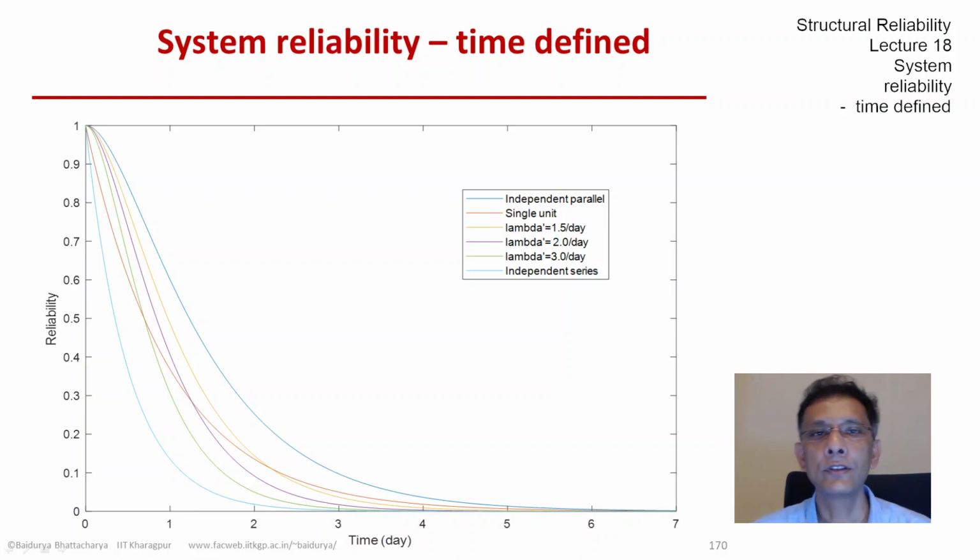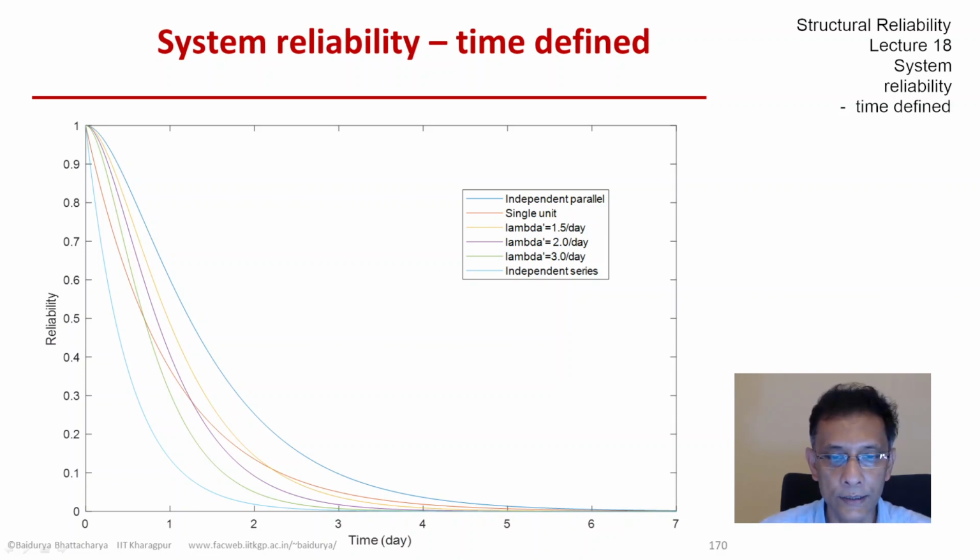Now let's go through an example where we could put all of these derivations together on the same platform. So we are going to look at 2-unit systems, 2 units in series, 2 units in parallel, where the units are independent, and 2 units where they are dependent. So that's what we just did.